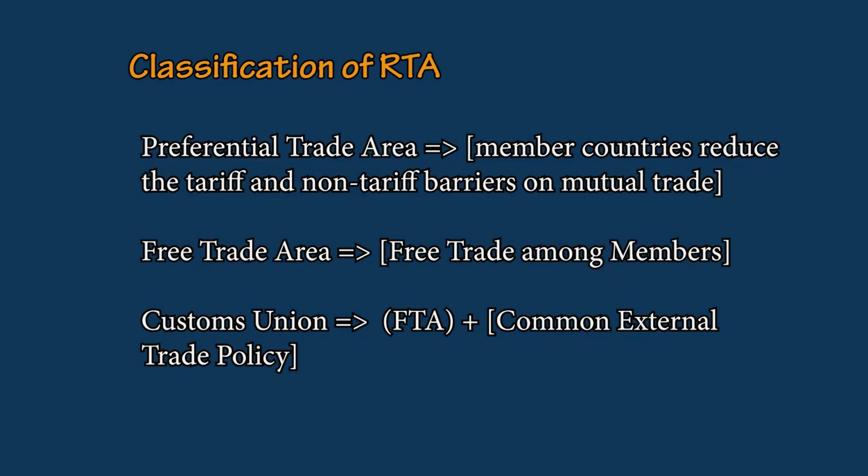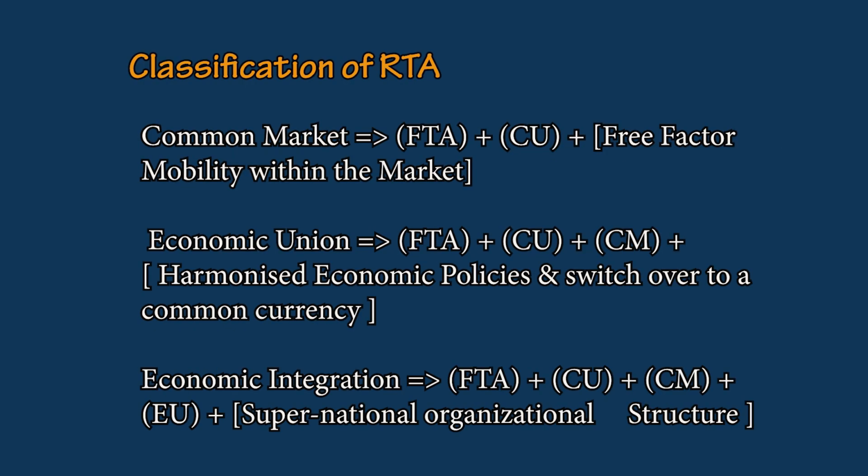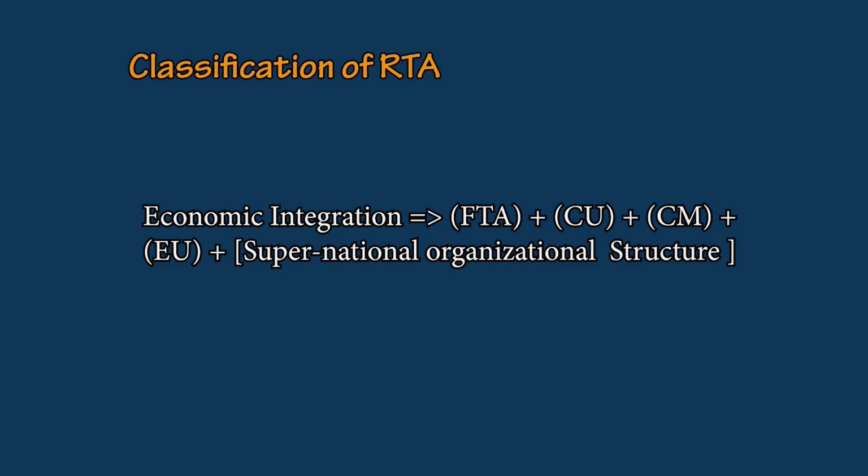So what we observe in the case of regional trade agreements are successive types of trading blocs, starting with preferential trade area, then free trade area, then customs union, then common market, economic union, and finally we call it economic integration. What is economic integration? Economic integration is where all these features are there with the additional feature of a supranational organizational structure. You will observe this type of economic integration in many cases.